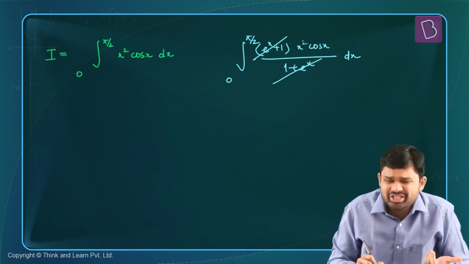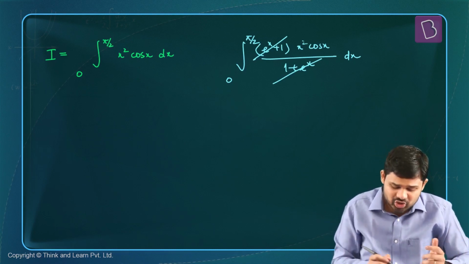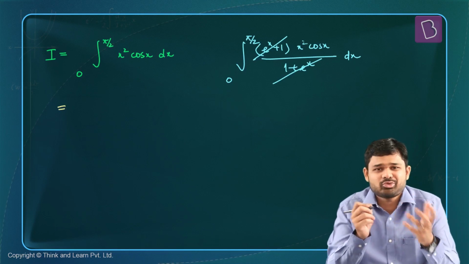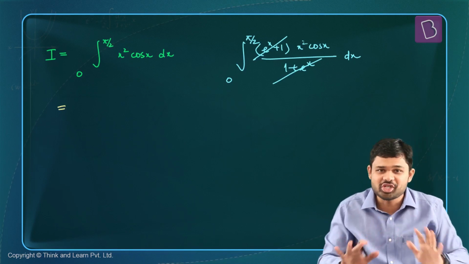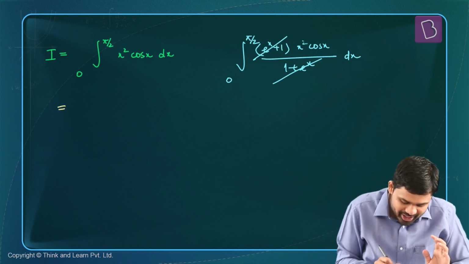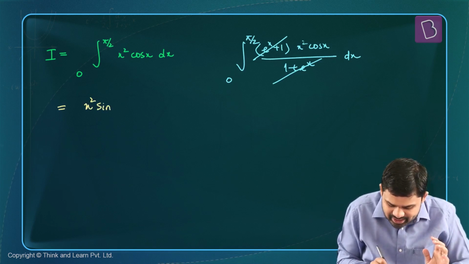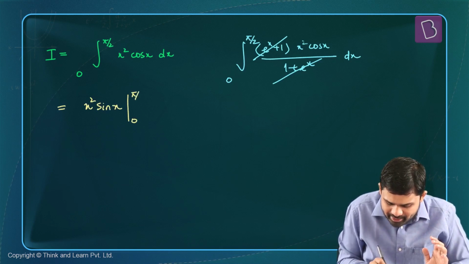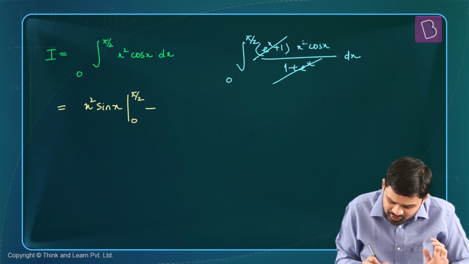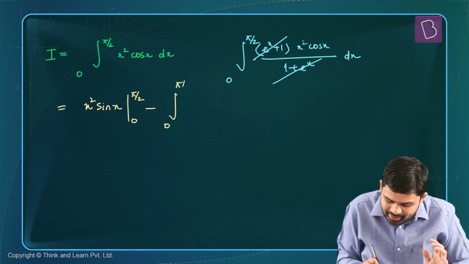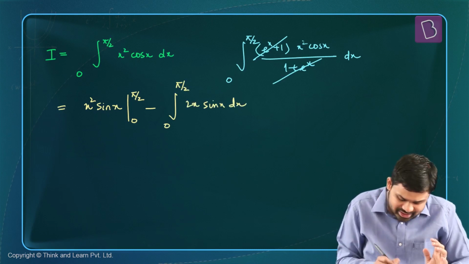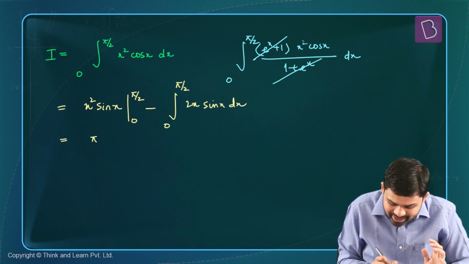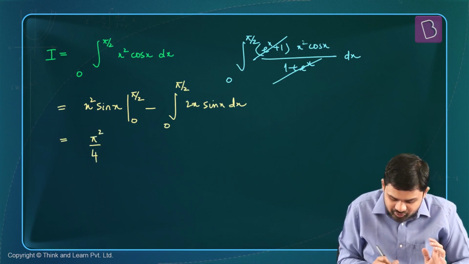From here on, it's a very straightforward integration by parts question. Well, I'm going to consider x square as my first function, cos x as my second function. It's not fun anymore. It's just routine integration by parts. So you're going to get x square sine x between 0 and pi by 2 minus, of course, you will have integral from 0 to pi by 2 of 2x sine x dx. This term here is going to give you a pi square divided by 4.